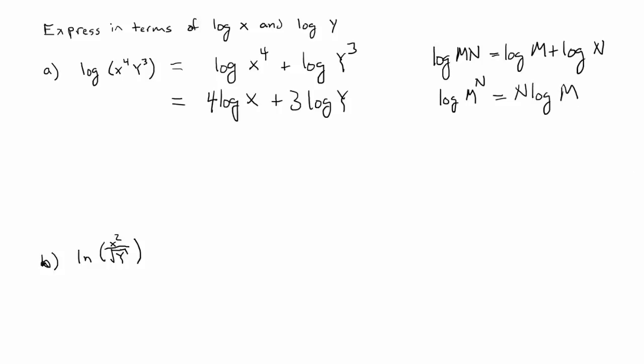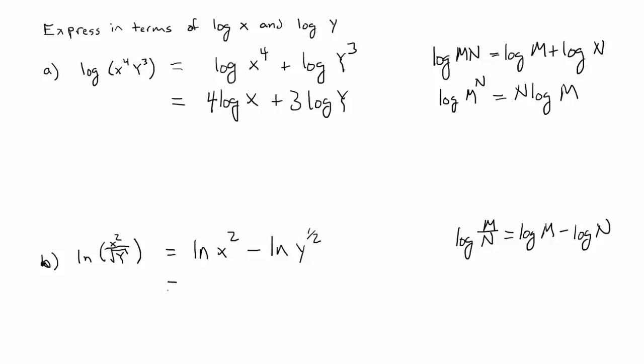In the next example, we have a division inside the log, so the property is log of m divided by n is equal to log m minus log n. So this is equal to ln of x squared minus ln, and instead of writing the square root of y, I'm going to write y to the 1/2 power. So the next step is easier. And remember that ln is just log base e, but it's easier to write the natural log. And all the properties that go along with log also go along with ln. And then we're going to use the same property that we used in the second step in a. We're going to bring the exponents out front. So we have 2 ln of x minus 1/2 ln of y.